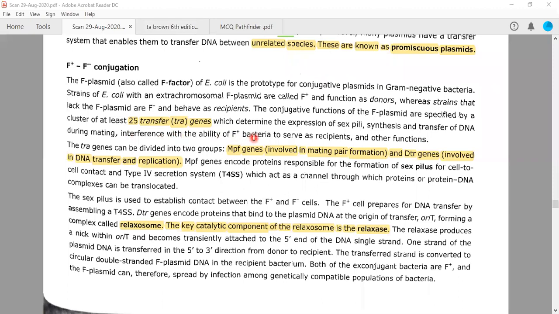The second function is interference with the ability of F positive bacteria to serve as recipients. So these transfer genes will disable the ability of those bacteria which have the F plasmid to serve as recipients. They are donors, right? Because when these genes present on the F plasmid express themselves, it will lead to the formation of a pilus structure on the bacterial cell.